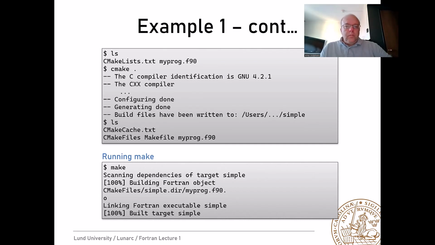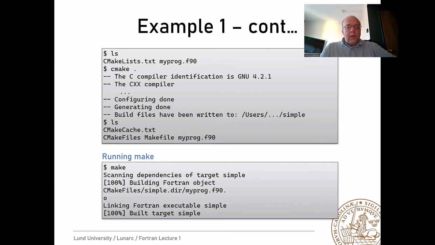So instead of adding these instructions to a makefile, you add them to a file called CMakeLists.txt. And it has to be with uppercase and lowercase letters. It has to be exactly like that. CMake looks for that file when you run it.